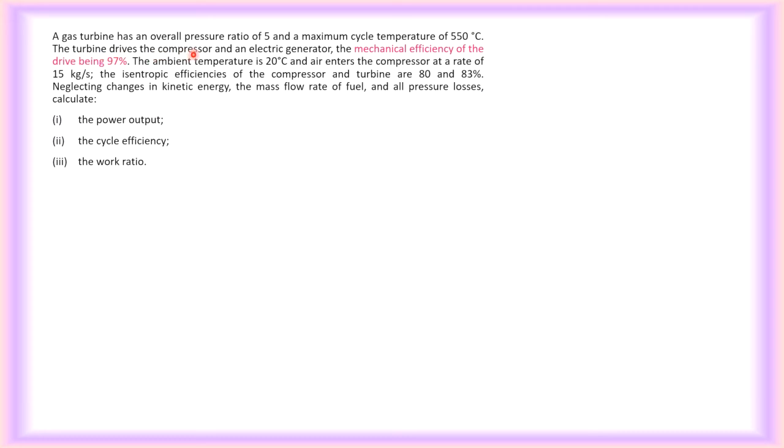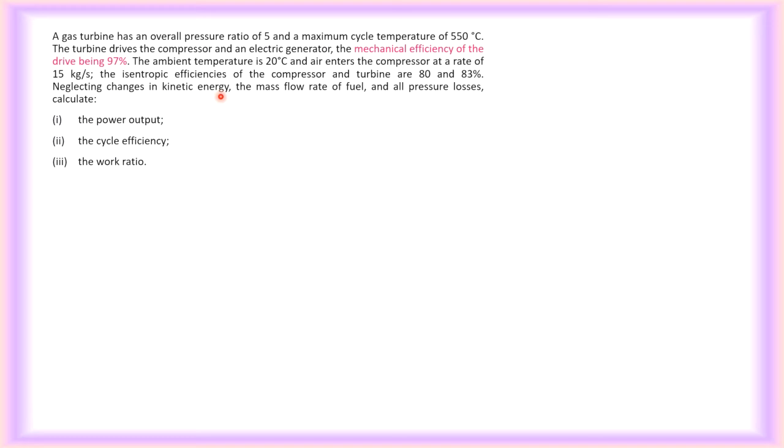So the turbine drives the compressor and an electric generator. And then the mechanical efficiency of the drive is 97%. So this mechanical efficiency for this example is being introduced here, okay? Now the ambient temperature is 20, so plus 273, so you've got 293 Kelvin. And the air enters the compressor at a rate of 15 kg per second, so that's the mass flow rate. The isentropic efficiencies for the compressor and turbine are 80 and 83%.